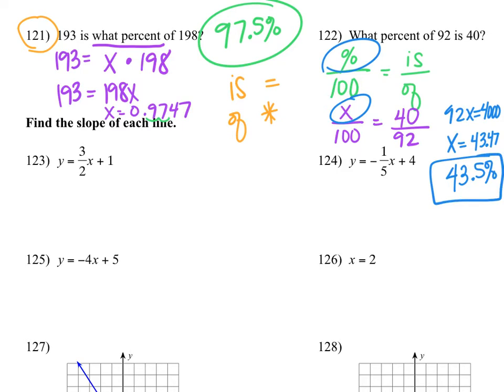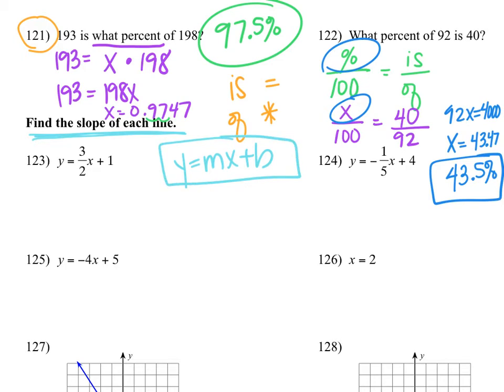So the next section is one of the most important in Algebra 1, and it's finding the slope of a line. And that goes for Algebra 1, Algebra 2, and calculus, and so on and so forth. So finding the slope of the line. So I'm just going to write down a reminder that the slope-intercept form of a line is y equals mx plus b. And many of you probably remember this, where m is my slope and b is my y-intercept.